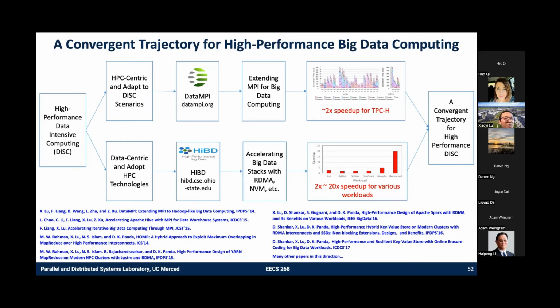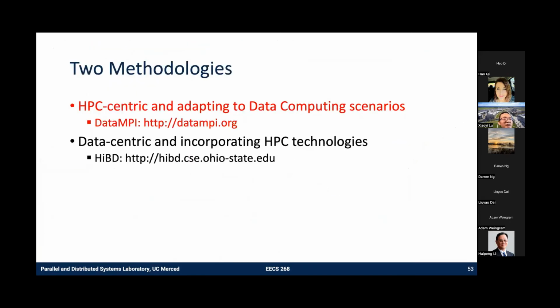And then the other one is called data-centric, and adopts HPC technologies. We actually have another project called HiBD. This was one of my postdoc works at OSU. But the end goal is the same, right? We want to bring a convergent trajectory for high performance data computing. You can see that we have a lot of papers over here. We are trying to achieve more than several X speedup for different applications.